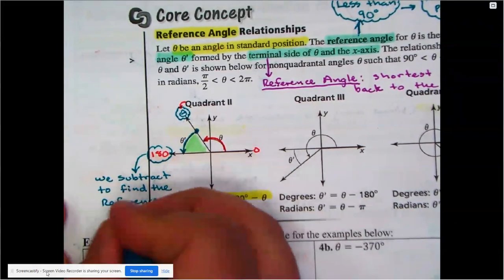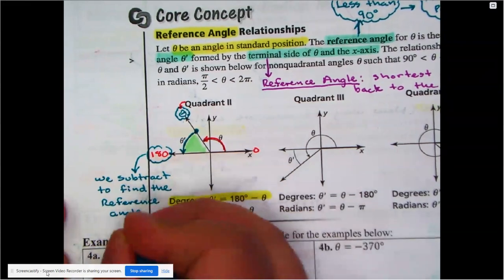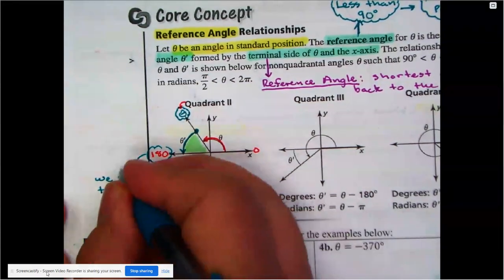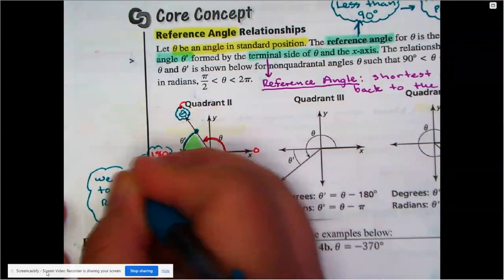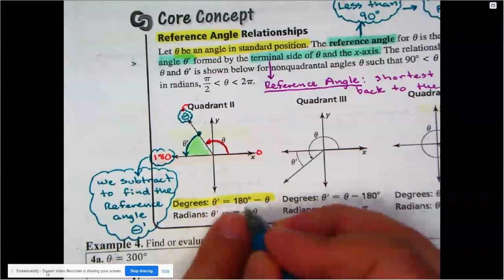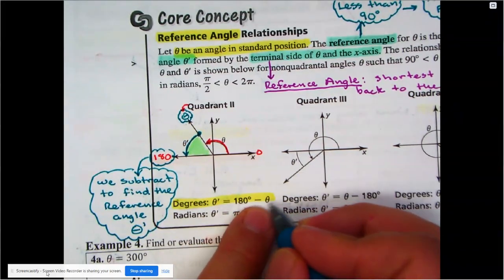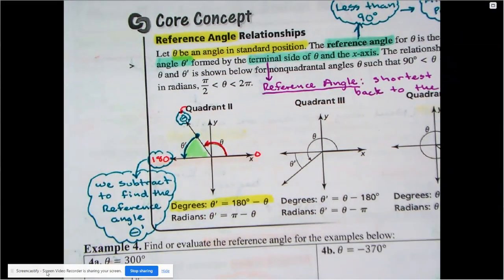And remember, the reference angle does go by a special name. They are calling it theta prime. So we're going to subtract in order to find it. And that's what they're doing here. Look at that. Notice how they went with the 180 first minus the angle we drew. Why? Because we have to guarantee a positive number.